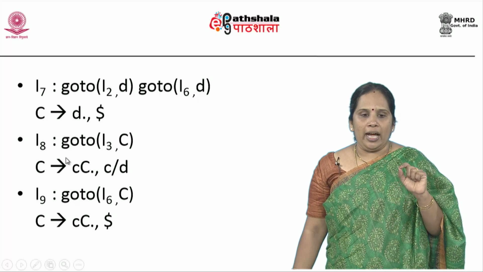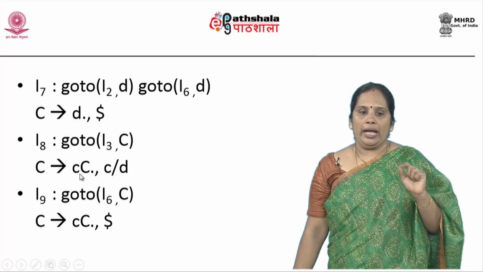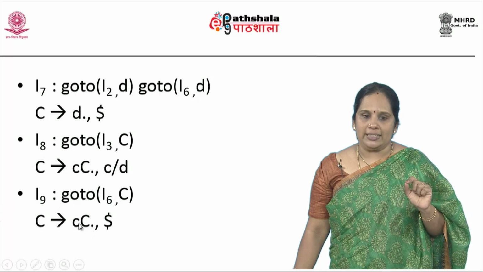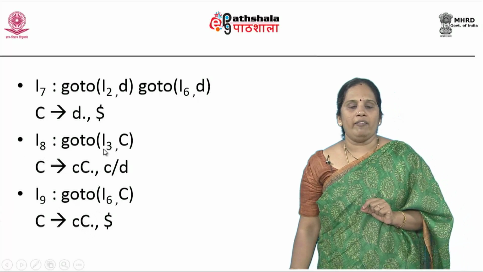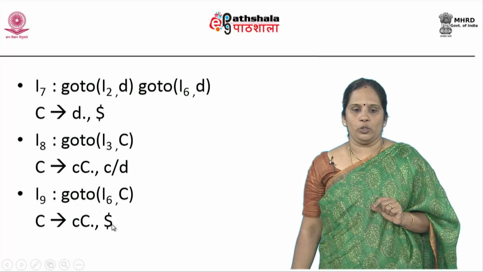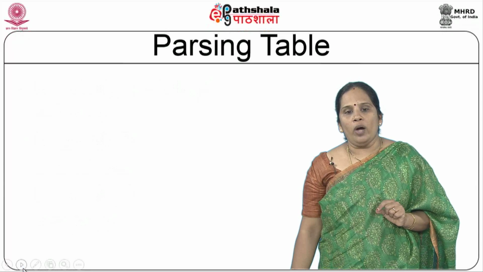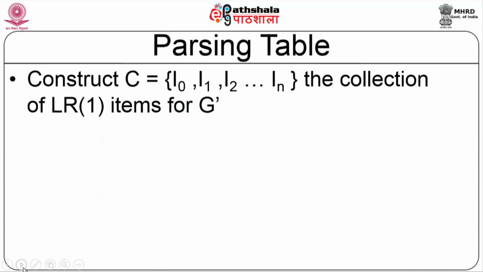Look at I8 and I9 again. The items are exactly the same, and the difference is available only with respect to the look ahead, which is c slash d here, and here it is dollar. So, what does the parsing table do here?